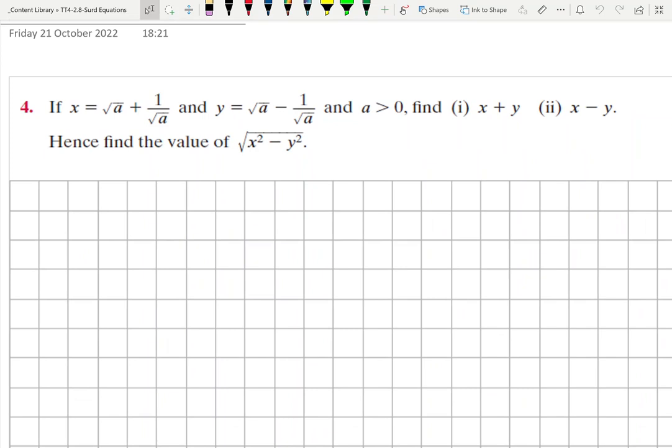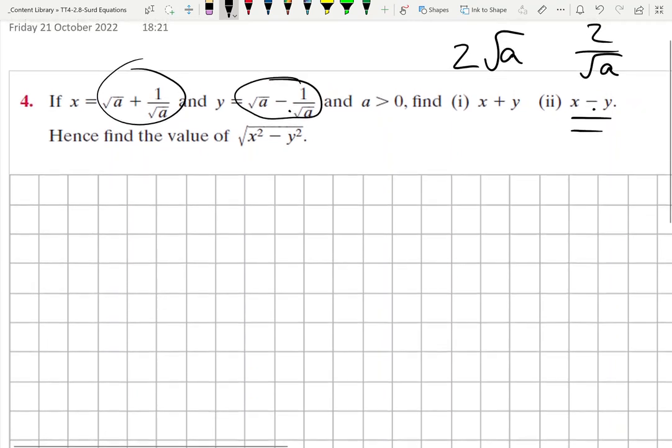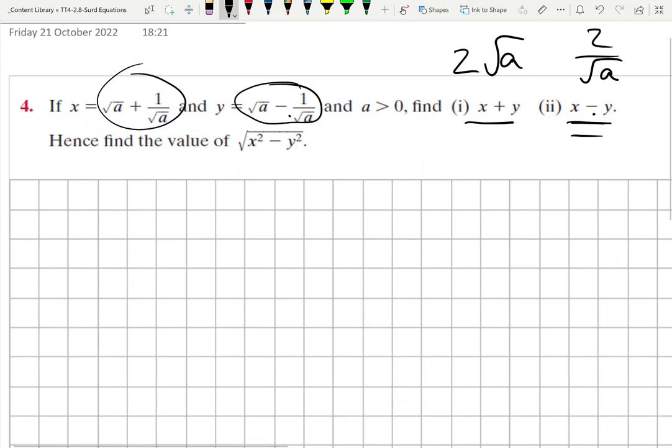These are conjugates. So when we add them, the reciprocal roots will go away. And when we subtract them, the minus on this minus will become plus, and you'll get 2 over root a, with the square root of a's cancelling each other. Okay? So now we know what their sum is and we know what their difference is.